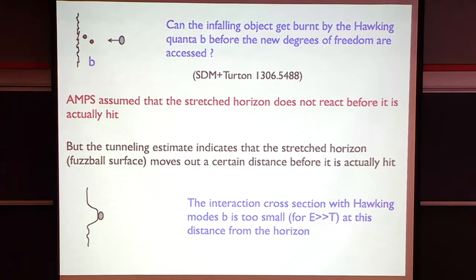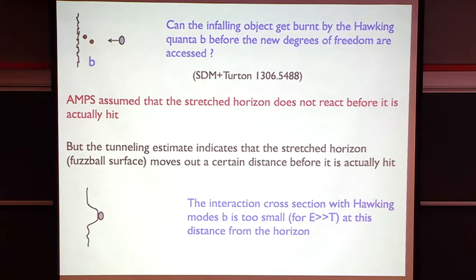But here's the part where we think that the AMPS argument needs to be altered. They assume that the stretched horizon does not react, or does not deform, or nothing happens to it before it's actually hit by what falls in. But when we look at how this fuzzball surface behaves, which is a stretched horizon now, we actually find that before the guy hits it, the stretched horizon actually moves out. And that actually made the whole difference, because when this moves out, you can actually estimate how close you need to be before you get burnt at E much bigger than KT. Depends on E, depends on T, depends on E by T.